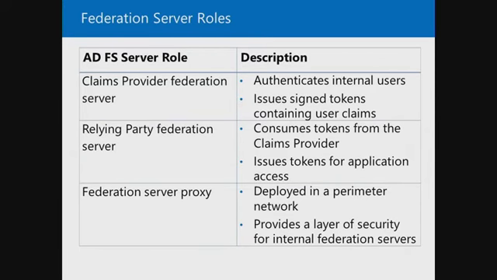The different roles: you've got your claims provider Federation server, which basically authenticates your internal people. It issues your signed tokens containing the user claims. The relaying party Federation server simply consumes those tokens to validate that they're okay, and also issues tokens for your specific application access. And finally, the Federation server proxy is in the perimeter environment, which gives you a layer of security, preventing you from having your domain controllers and your Federation servers in your perimeter space. It talks to the proxy instead to have access to it.